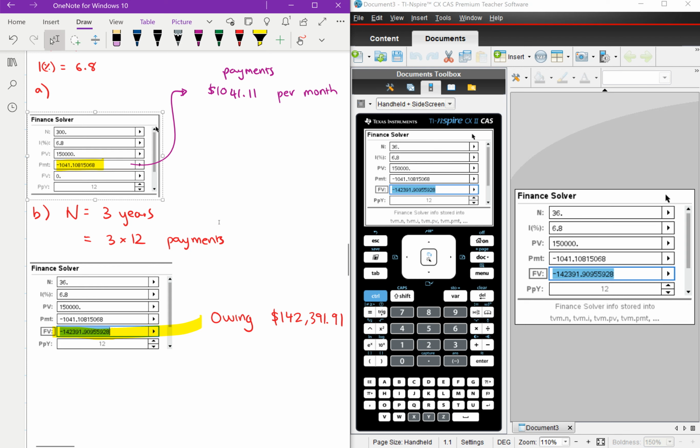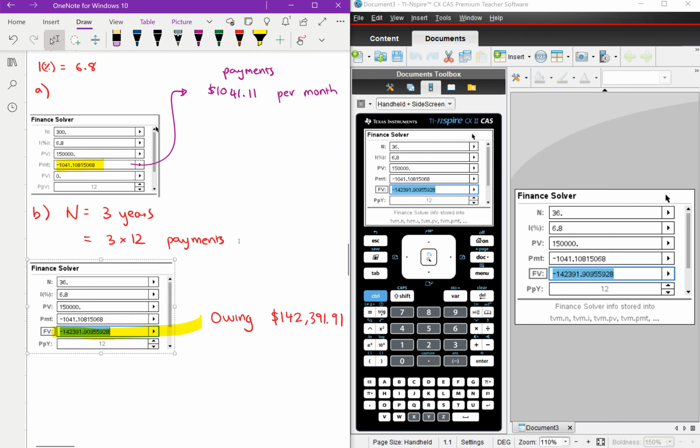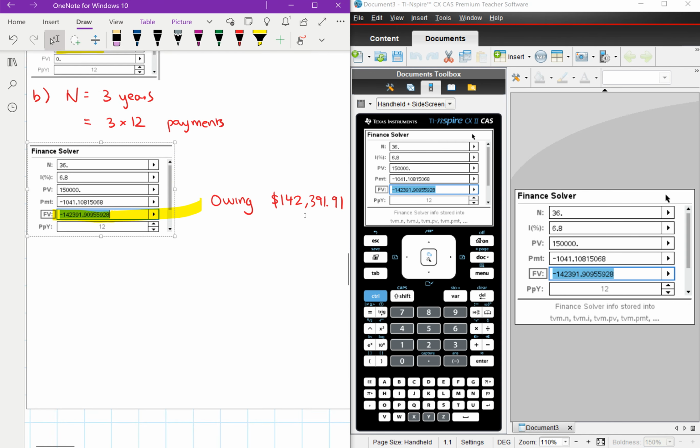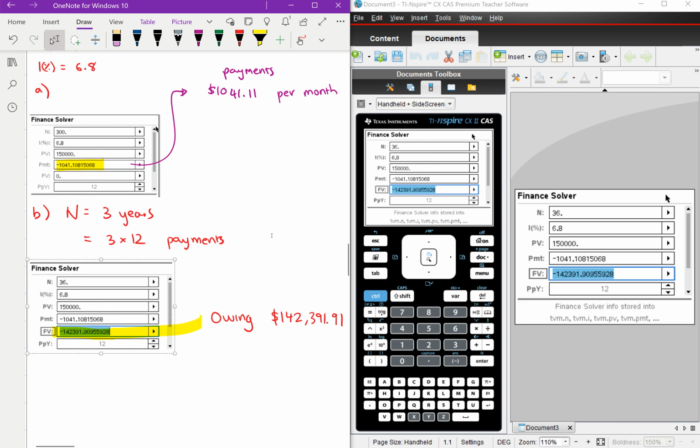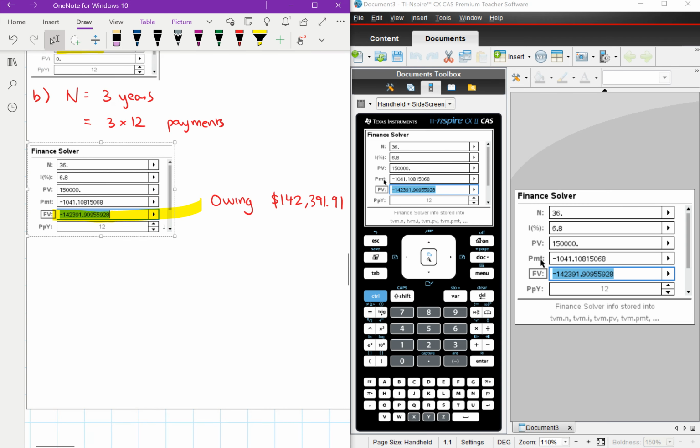Sweet. That should be pretty straightforward there. Okay, cool. And then part C, let's have a look at part C. After 3 years, the interest rate rises to 7.2%. So it looks like after 3 years, remember the amount that I still owe is $142,391, not $150,000 anymore. But the interest rate has changed to 7.2. So here in part C, be careful when there's this change.